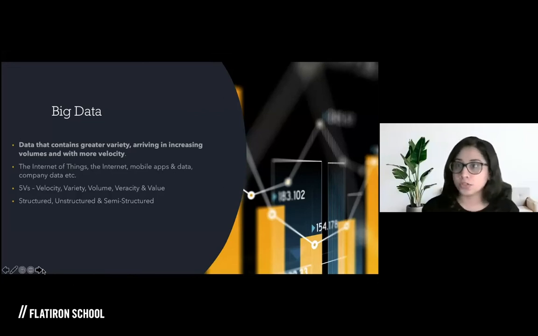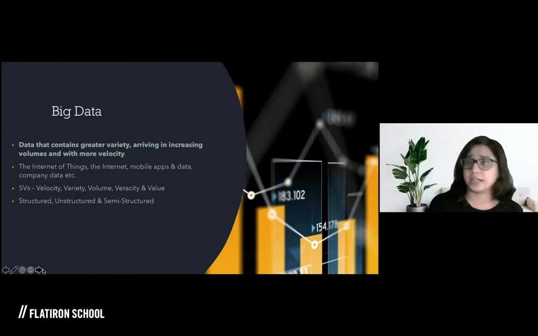This outburst of data depends on the 5 V's. What are these 5 V's? The 5 V's are velocity. As I said, the velocity has increased, the variety of data has increased, the volume has increased, and veracity. Veracity is how much you can trust the data being generated on the internet. There's so much data on Quora, and we post so many of our opinions on Twitter. So what's the truthfulness of the data? What's the value of the data that we are trying to process? And along with that, the data generated on the internet can be in a structured form. Structured means easily readable.